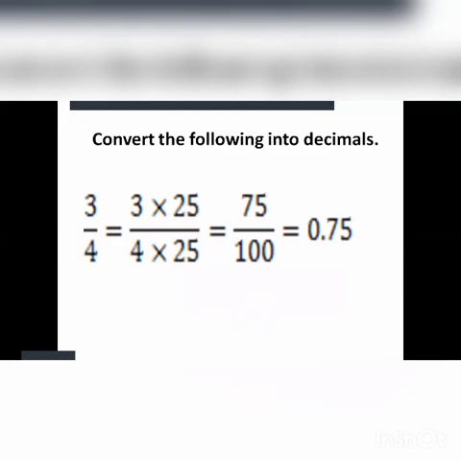Let's see the example. Convert the following into decimal. 3 by 4. 3 when multiplied by 25 and 4 when multiplied by 25 we get 75 upon 100, and when we convert this fraction into decimal we get 0.75.